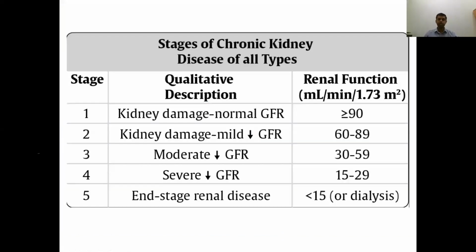So when we talk about staging of CKD, it's according to your GFR. The first stage is when you have a GFR of more than 90. Stage 2 is when your GFR is between 60 and 89. Stage 3 is between 30 and 59. Stage 4 is 15 to 29. And the last stage, which is the worst stage of your kidney function, is when your GFR is less than 15.